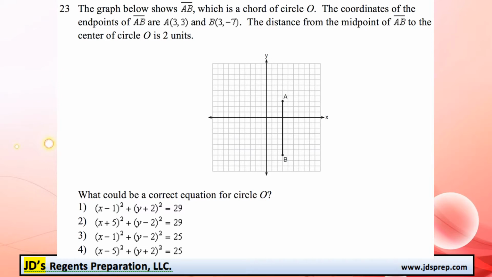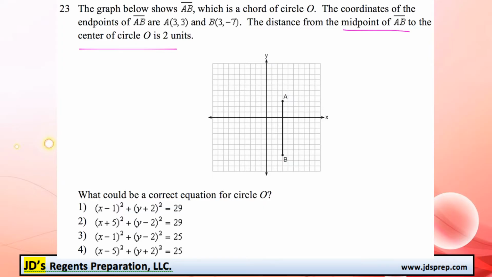Welcome to question number 23 from the June 2016 Geometry Regents exam. So this line we're given from A to B is actually a chord of a circle, and we're told that the distance from the midpoint of it to the center of the circle is 2 units.